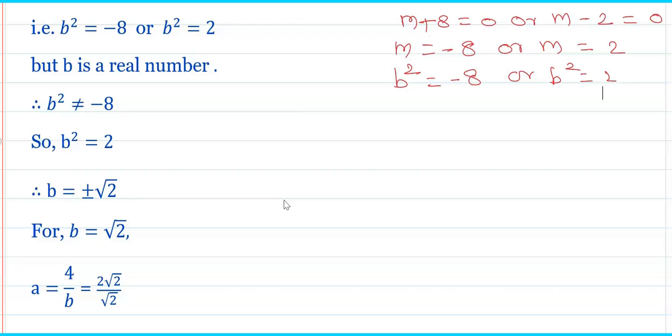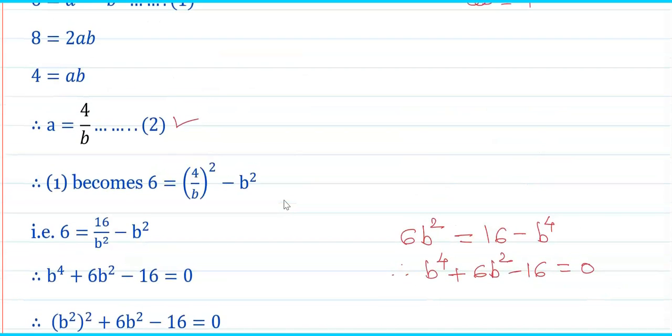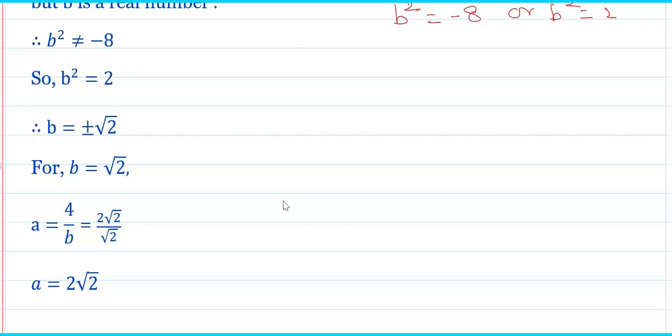If we take b is equal to root 2, then what is a? a is equal to 4 upon b. Substitute the value: a is equal to 4 upon b, b is root 2. Root 2 gets cancelled, and therefore a is equal to 2 root 2.